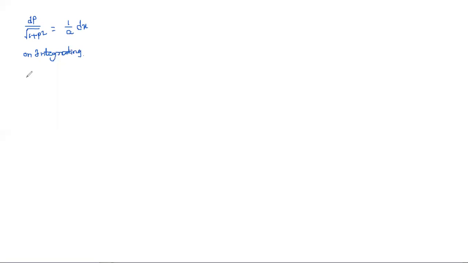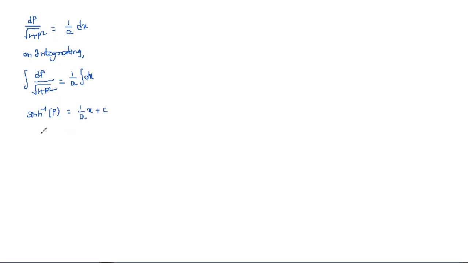On integrating, simply what we'll get is integral dp by square root of 1 plus p square is equal to 1 by a, a is a constant, you can write it outside, integral dx. Here, integral 1 by square root of a square plus x square is nothing but, the formula is sinh inverse of p. This is the integral formula. And 1 by a integral dx is nothing but x plus constant c.